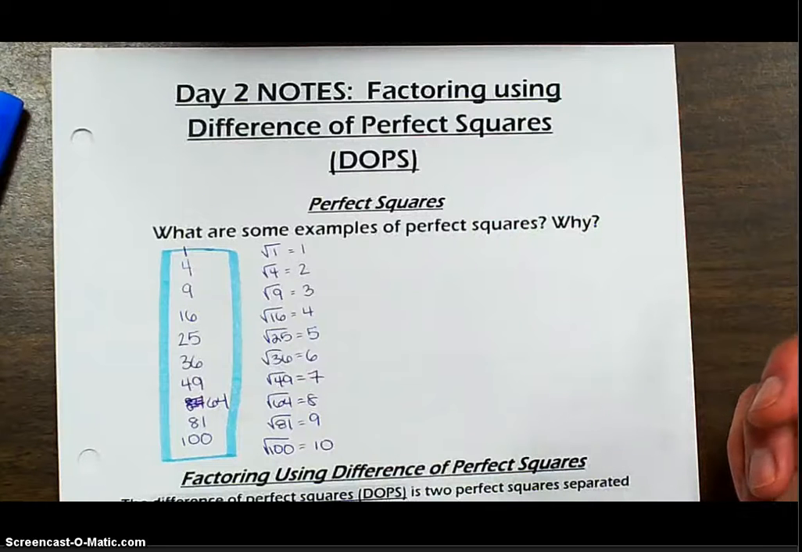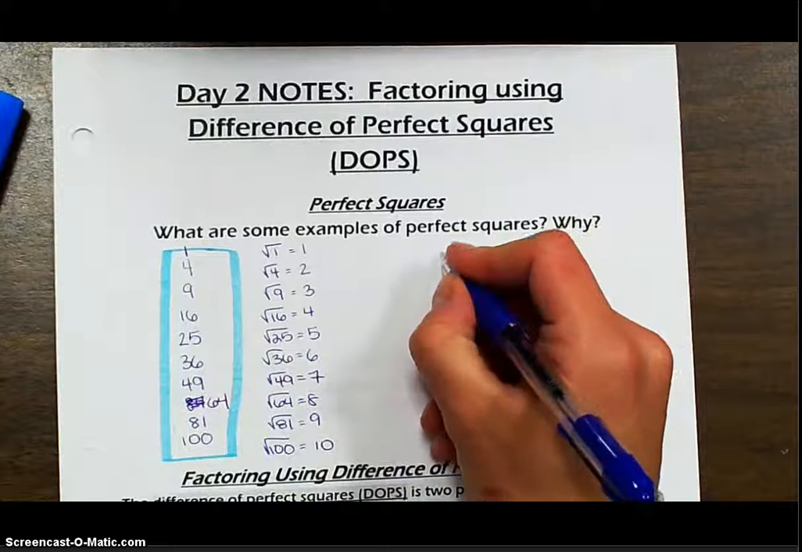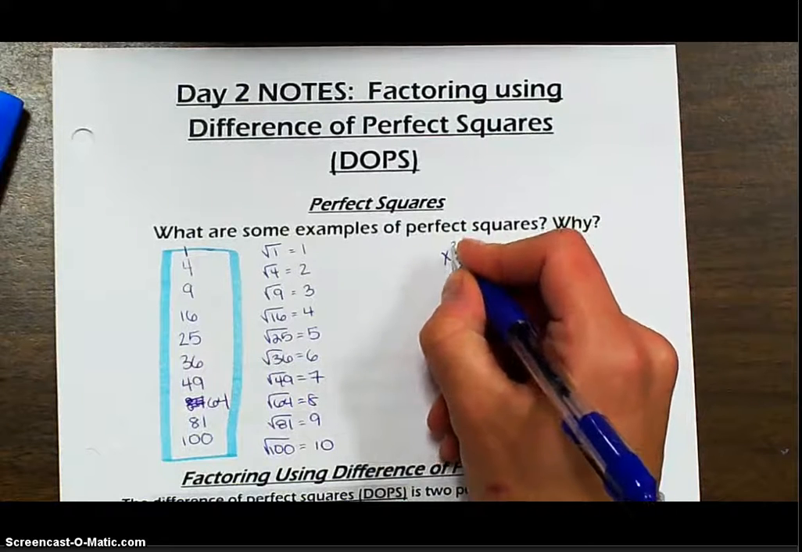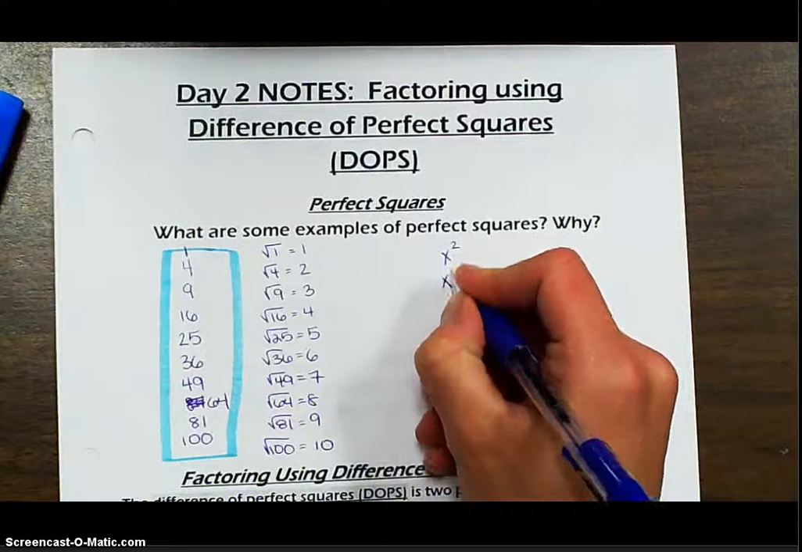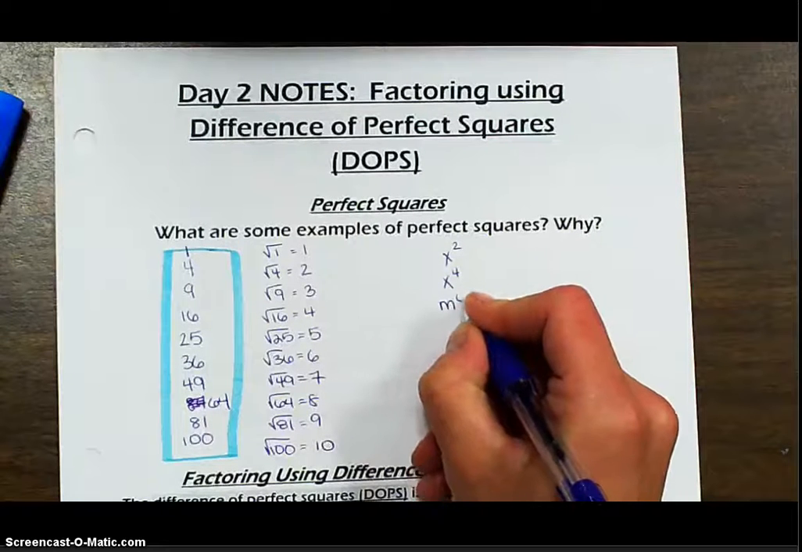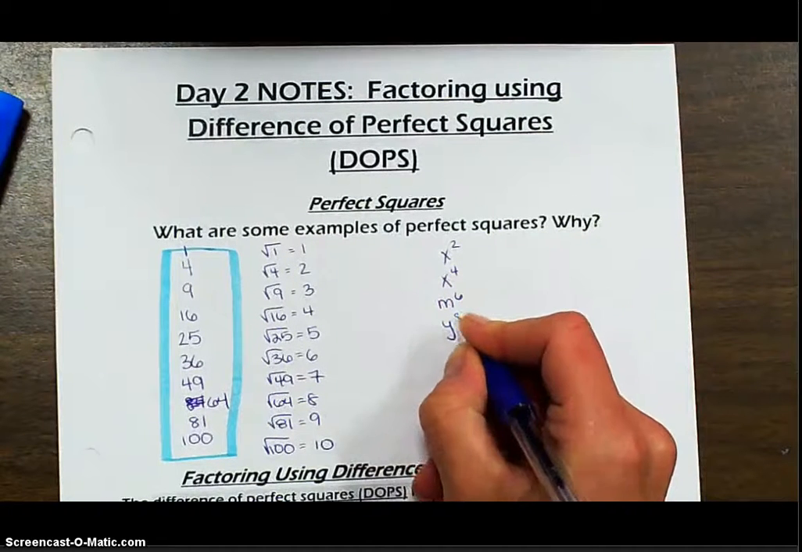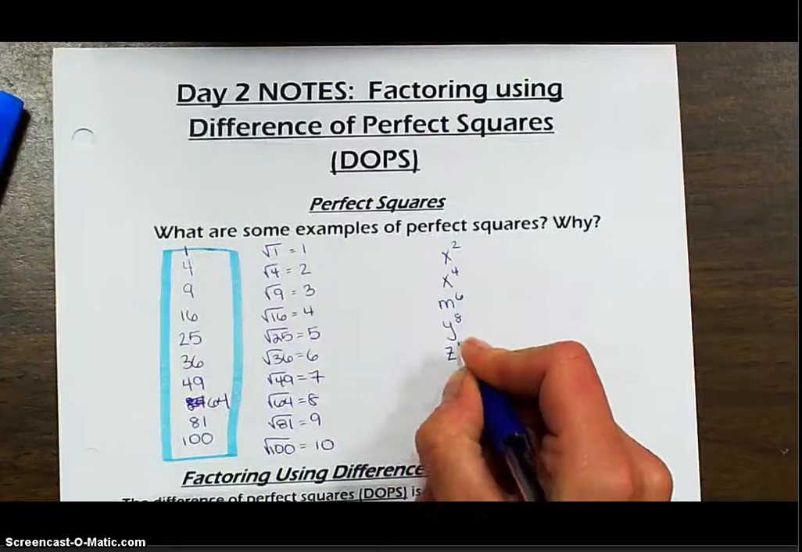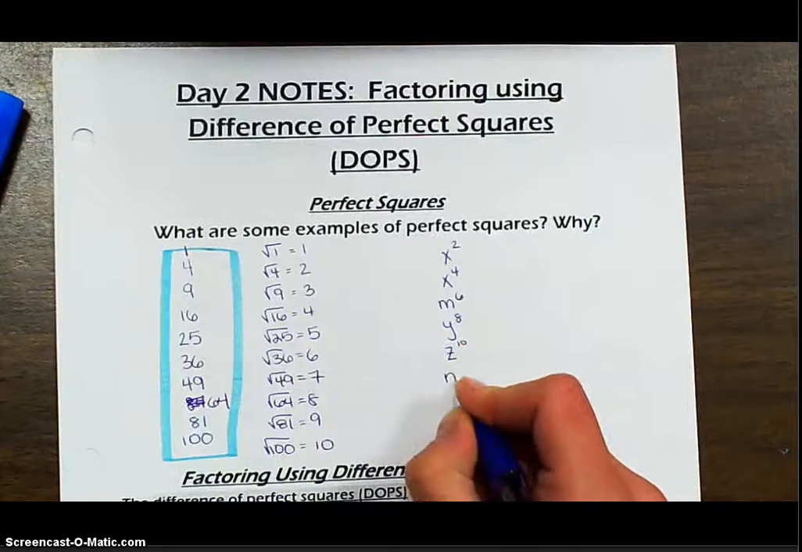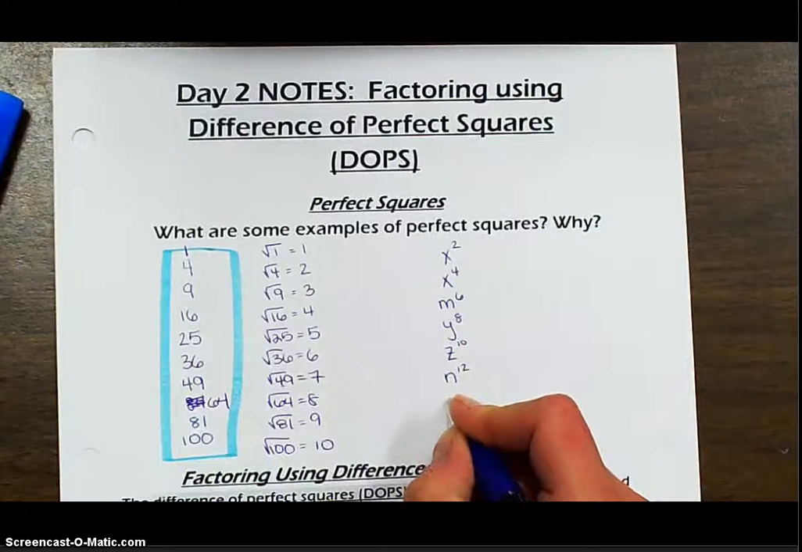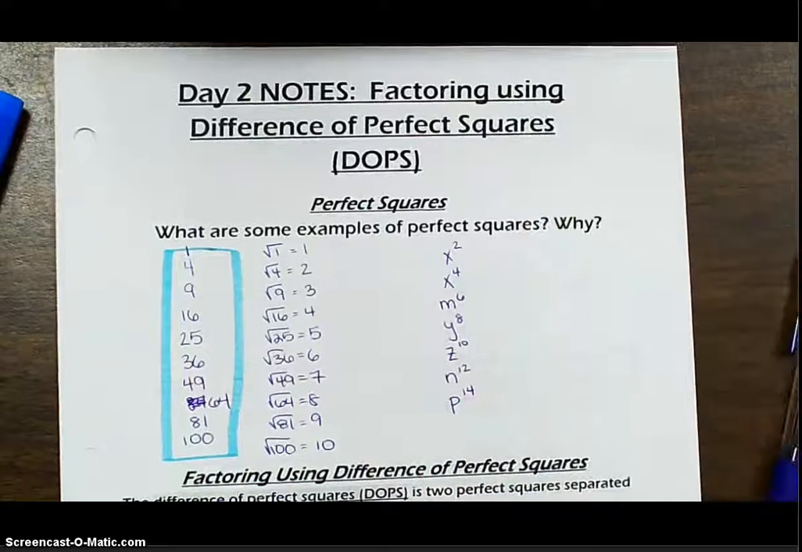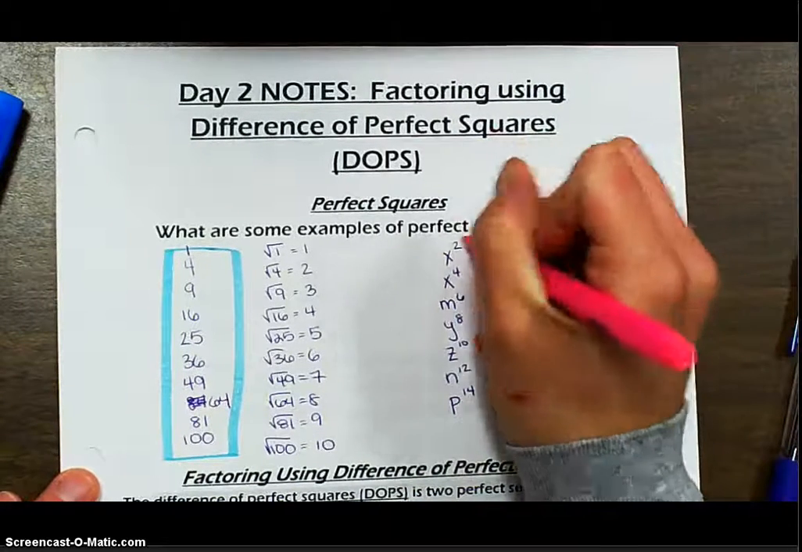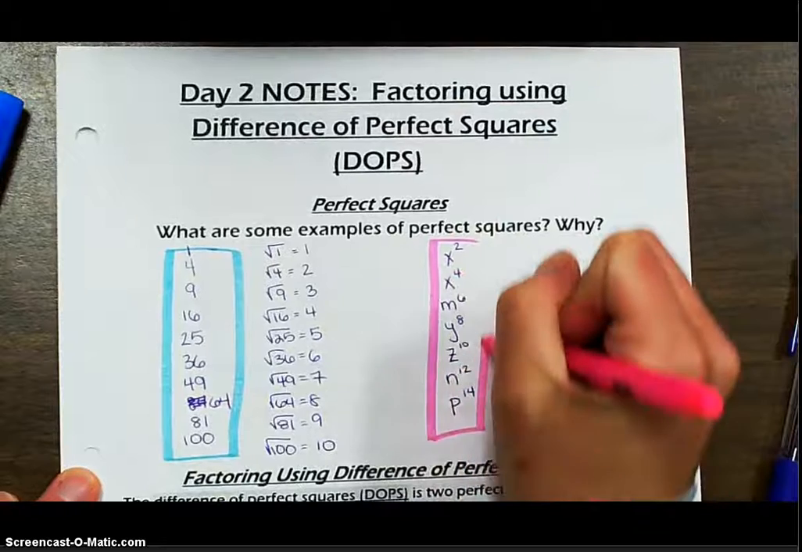Now, we also have perfect squares for variables. Variables are perfect squares if their power is even. So x squared, x to the 4. We could do m to the 6, y to the 8, z to the 10. We could do n to the 12. We could do p to the 14. Because they are even powers, these would also be examples of perfect squares.